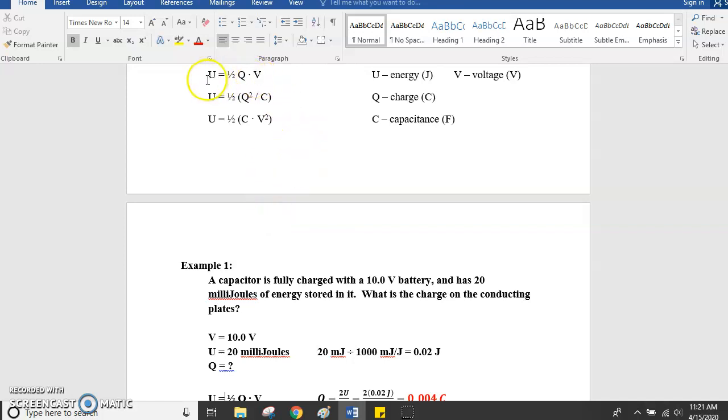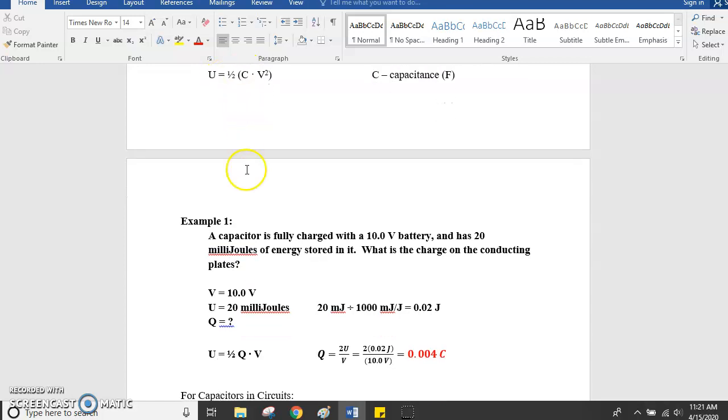So V, U, and Q, that's this first one. We're going to rearrange it to solve it for Q. So U equals 1/2 Q times V. So Q, we'll divide out the V. So 1/2 of Q is U divided by V, and then times 2. So 2U over V. 2 times 0.02 divided by 10, 0.004 coulombs.